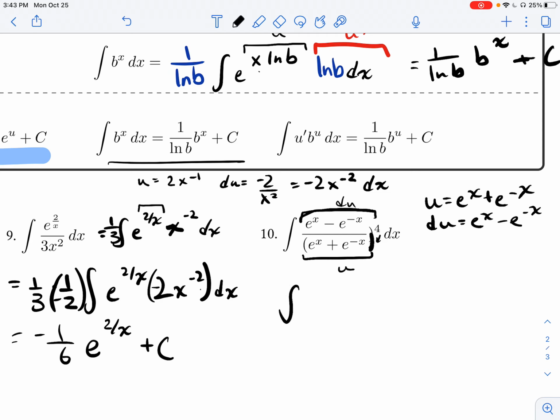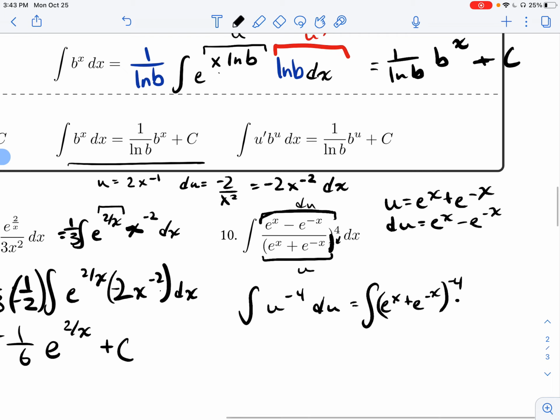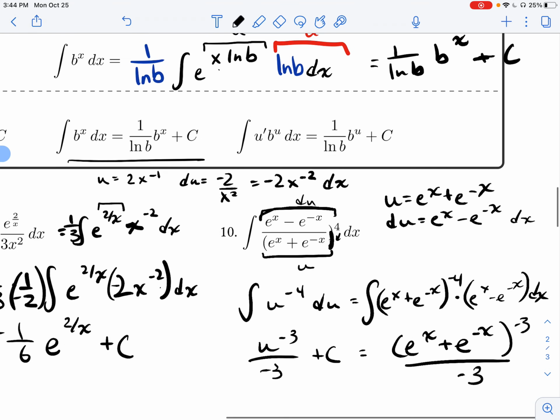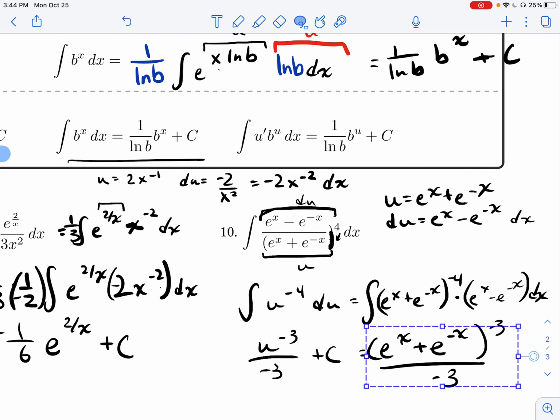So we can actually rewrite this as u to the negative 4th du, right? Or we can just think of this as e to the x plus e to the negative x, all of that to the negative 4th, times du dx, however you want to think about it. But if you think of it this way, then this is just going to be u to the negative 3rd over negative 3 plus c, which comes out to e to the x plus e to the negative x, all of that to the negative 3 power over negative 3 plus c. And I need some space to write my constant of integration.